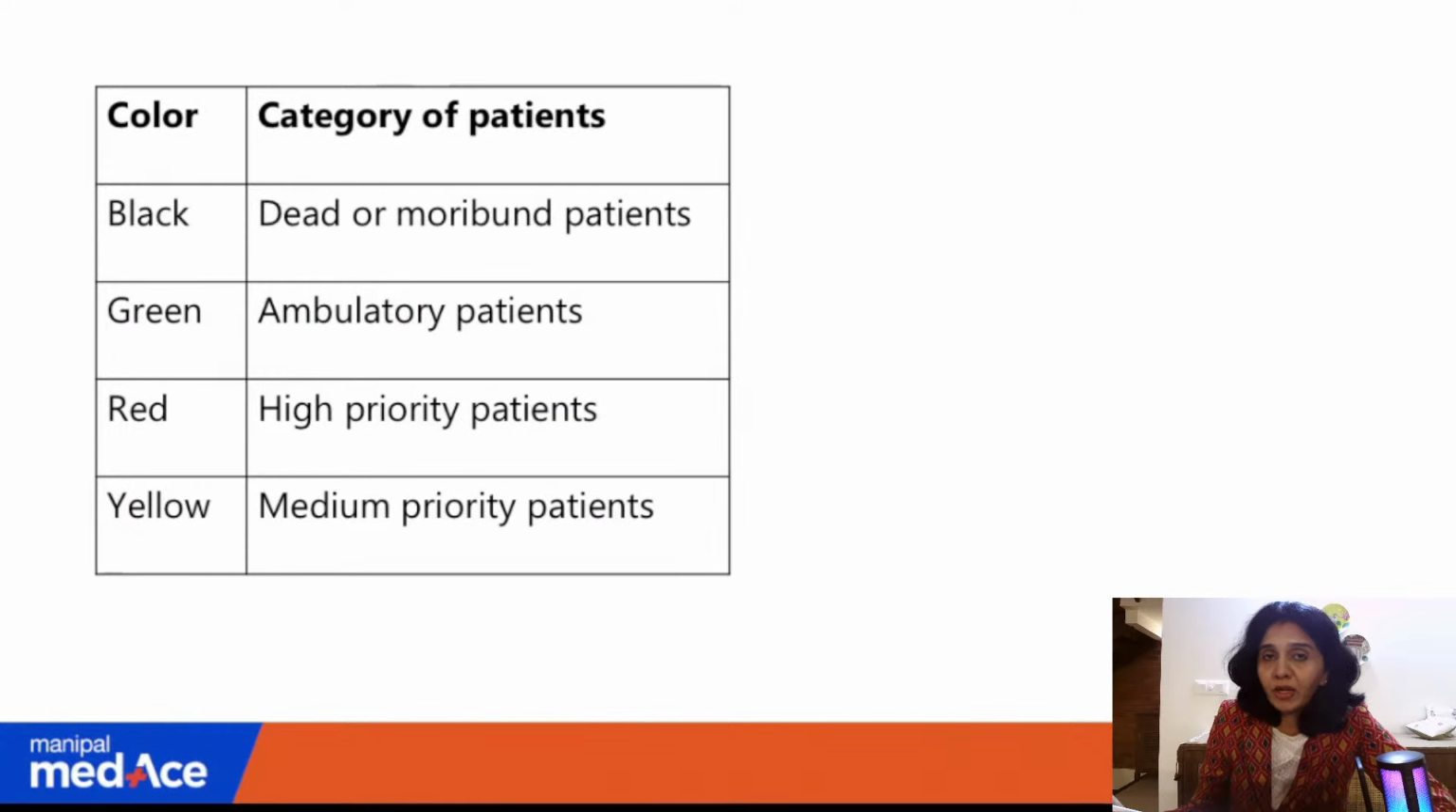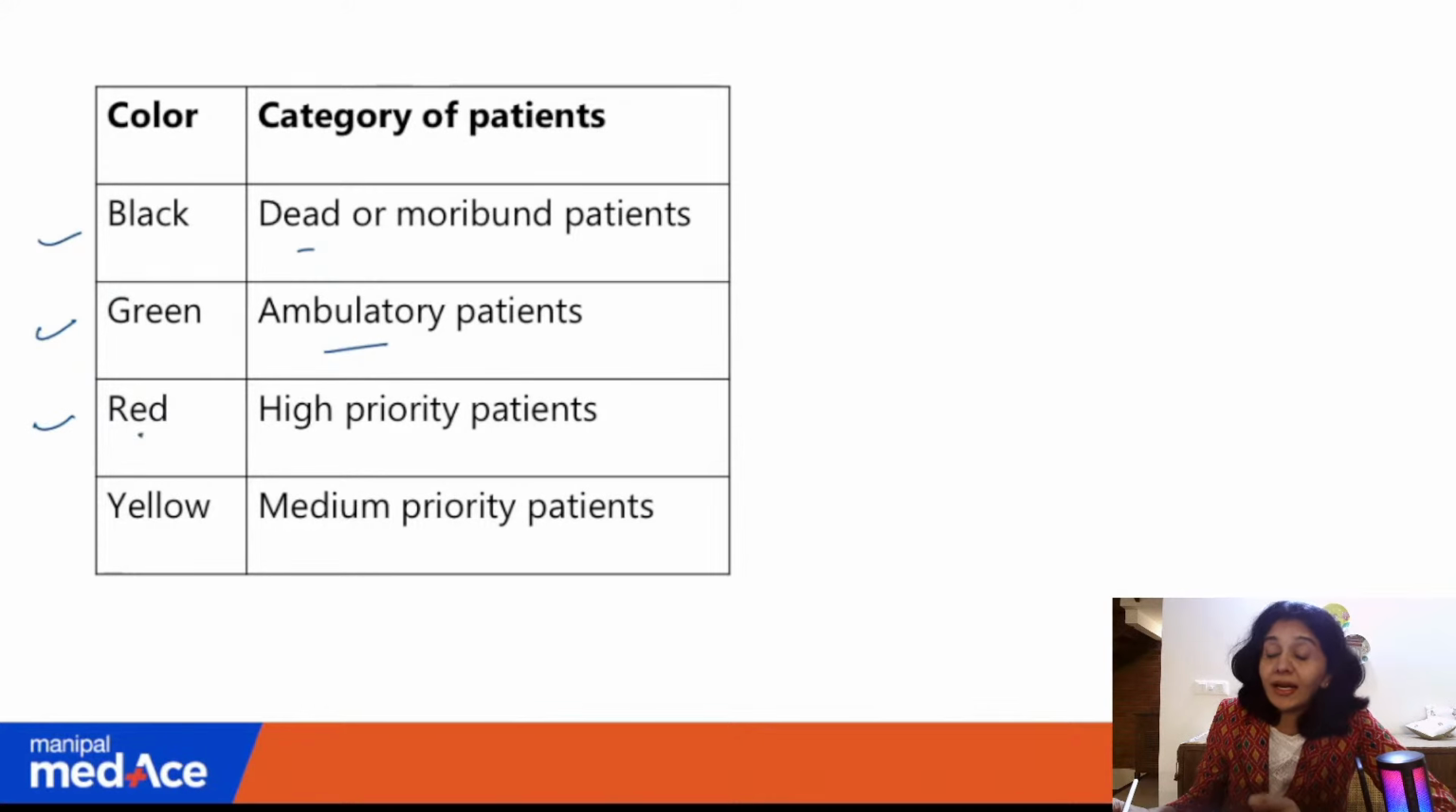This is taken from my notes, which is given in the Manipal MedAce app. So black is dead or moribund patients, all right? What is moribund? Almost dead, right? Even if you give him medical attention, the chances of survival are very less. So that is the black category. What is green? Ambulatory patients, right? They are all right. There are very minor injuries, so you need to give them first aid. That is green or ambulatory patients.